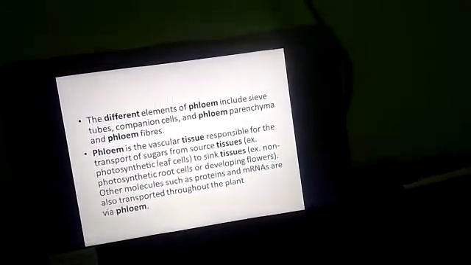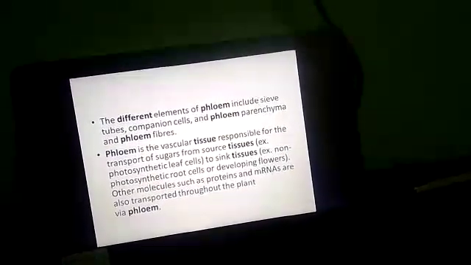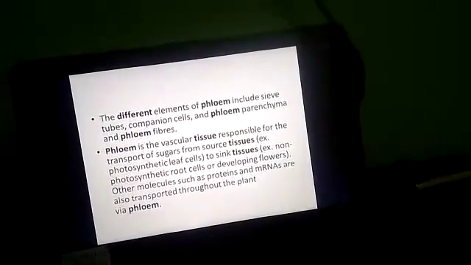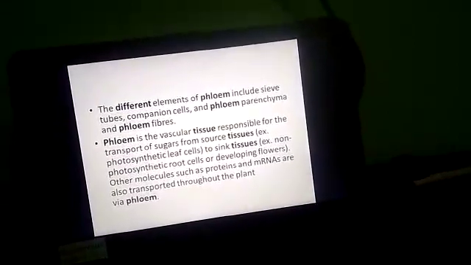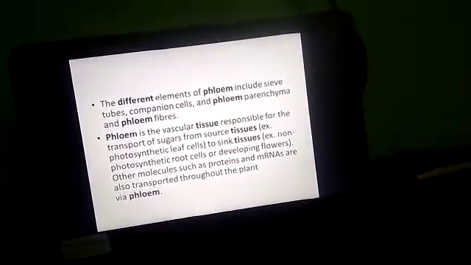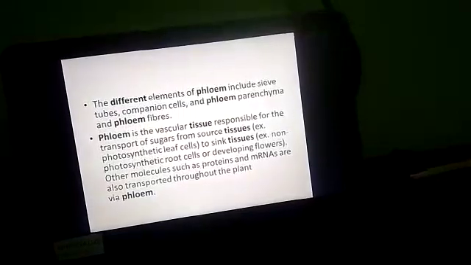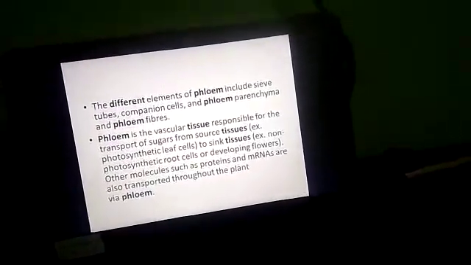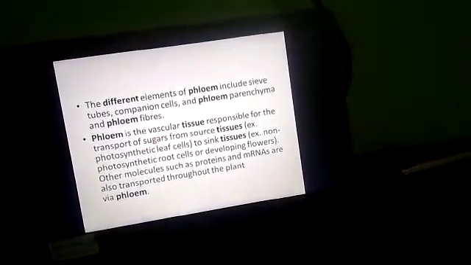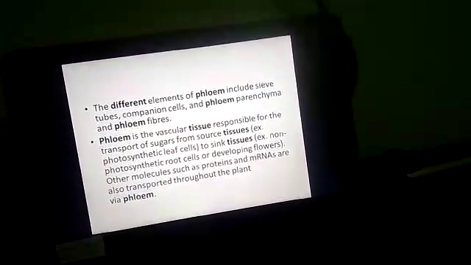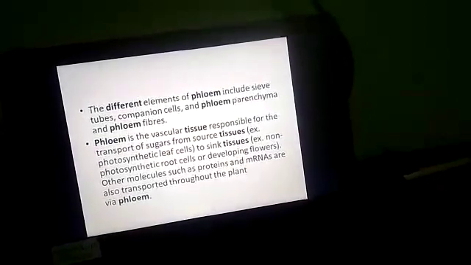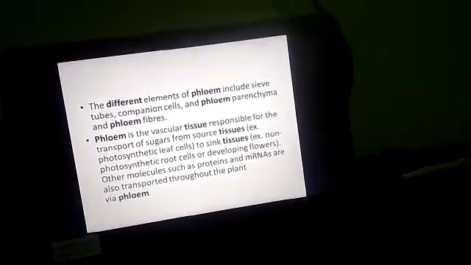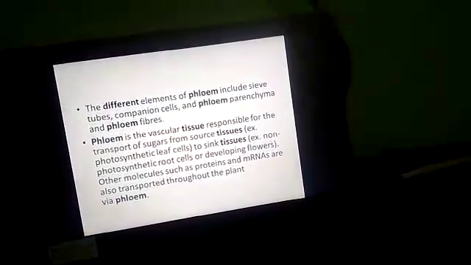The different elements of phloem are sieve tubes, companion cells, phloem parenchyma and phloem fibers. Phloem is a vascular tissue responsible for the transport of sugars, or we can say food, from source tissue, for example photosynthetic leaf cells, because food is prepared by the leaf by photosynthesis, to sink tissues, that is non-photosynthetic root cells. So prepared food is again transported to roots also.